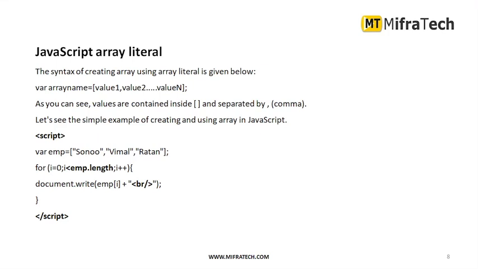In array literal, the syntax of creating an array using an array literal is given below. var arrayName = [value1, value2, ... valueN]. As you can see, the values are contained within square brackets and separated by commas. Let's see an example of creating an array in a JavaScript script, where var emp = ["Sono", "Vimal", "Ratan"]. Here we have created the array. In the array there are indexes 0, 1 and 2. for (i = 0; i < emp.length; i++). The output will display the three employee names.